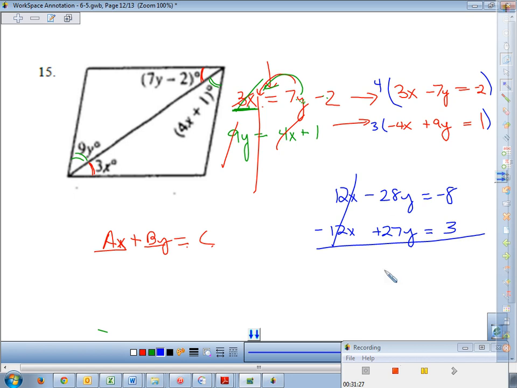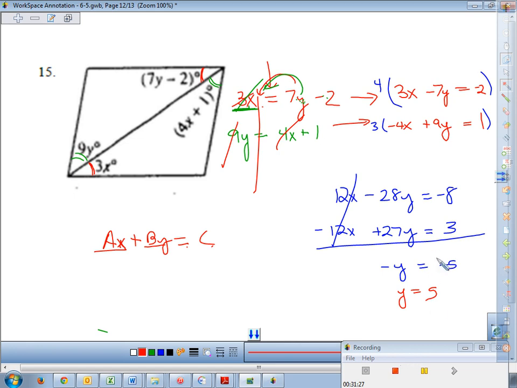So bye-bye. How many y's are you left with? Negative y equals negative 5. If negative y equals negative 5, what does y equal? Now, are we done? We need to find x, right? We need to find x.